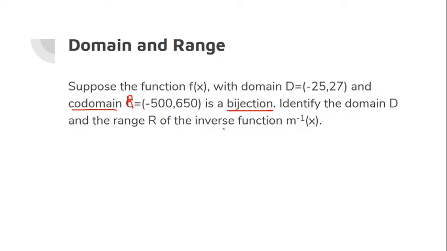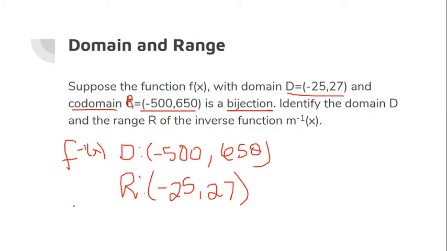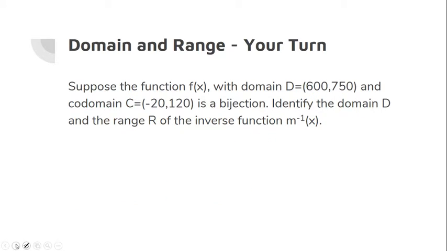Now, the domain of our inverse function is the range of our original. So the domain of our inverse is negative 500, 650. The range of our inverse function is the domain of our original function, so that's negative 25, 27. We just switched the domain and range of our original. So go ahead, pause the video, see if you can figure out the domain and range of your inverse for this problem, and then unpause it to see if you got it right.